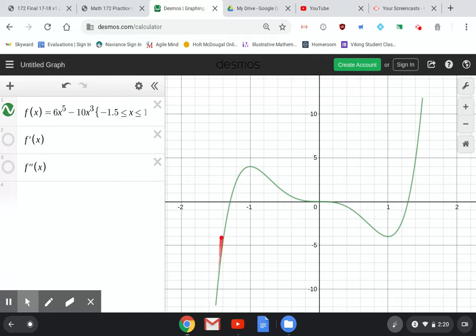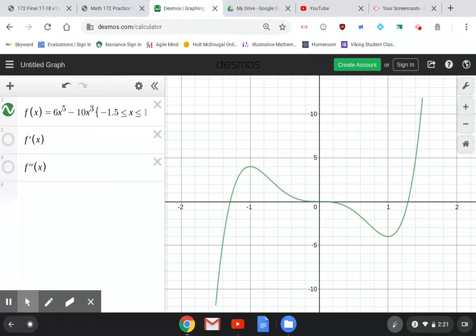I see that I'm concave down to start. I switch to concave up right here. Then I'm concave down, and then I'm concave up again. So I have 4 different types of concavity: concave down, concave up, concave down, concave up, which means that I have to have at least 3 points of inflection. It changes concavity here, it changes concavity here, and then it changes again about here.